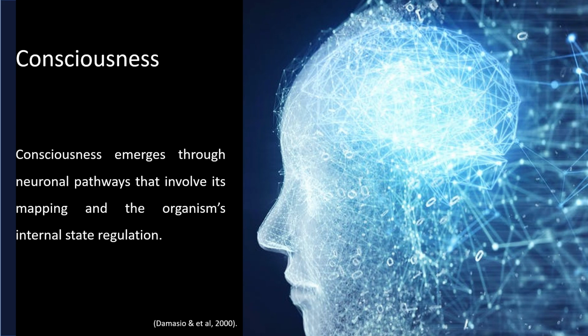According to Damasio's theory, consciousness emerges through neuronal pathways that involve its mapping and the organism's internal state regulation. These continuous changes generate different consciousness states.